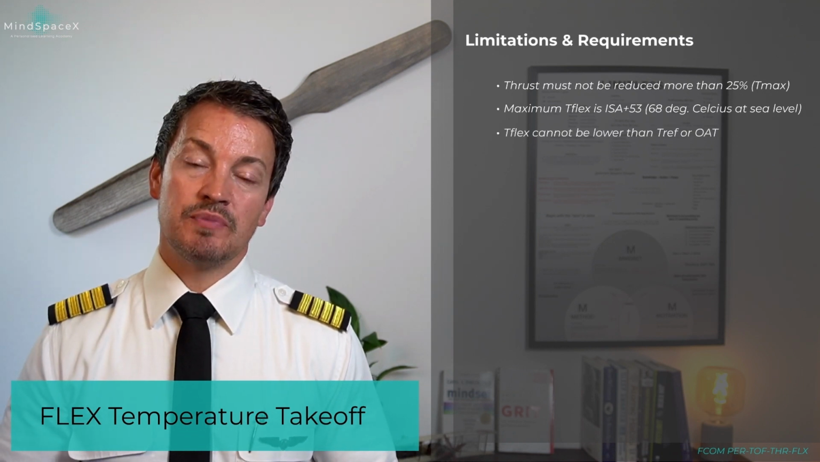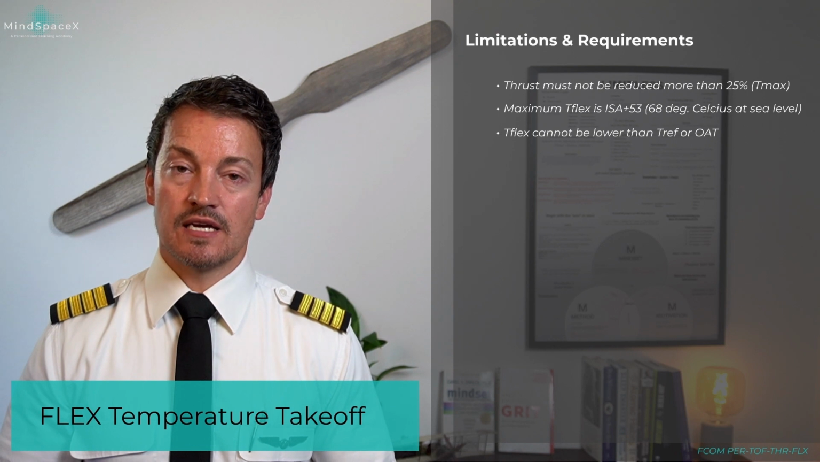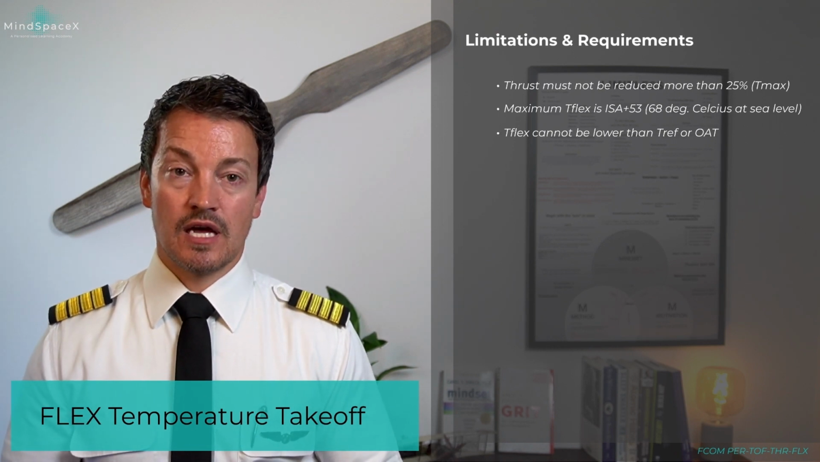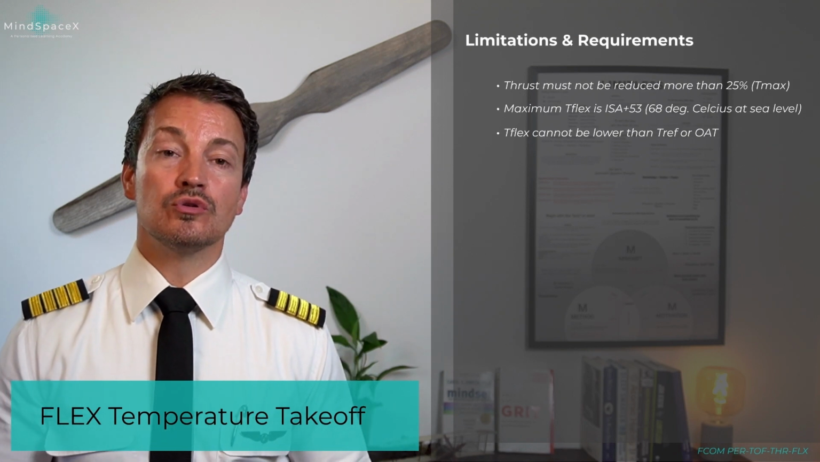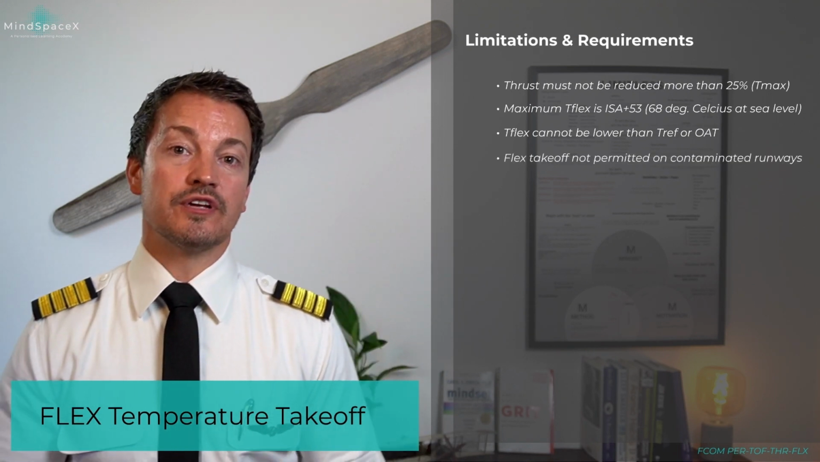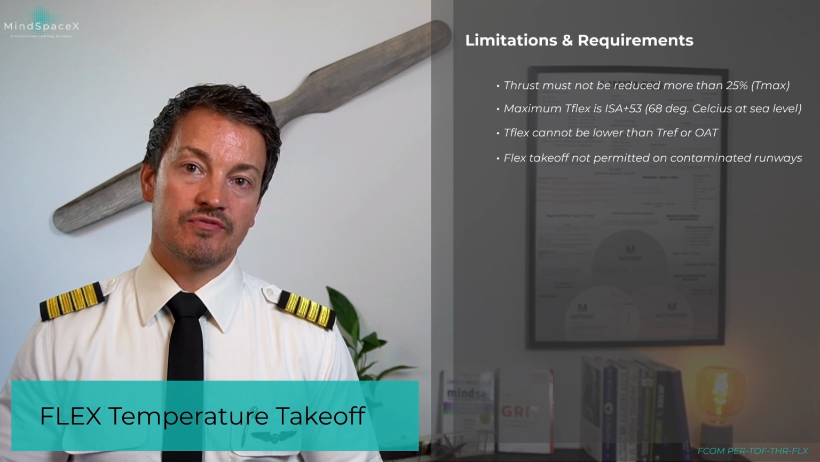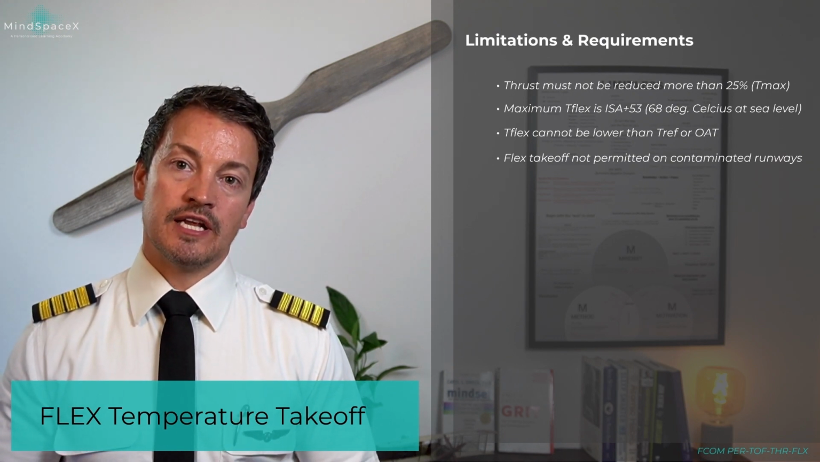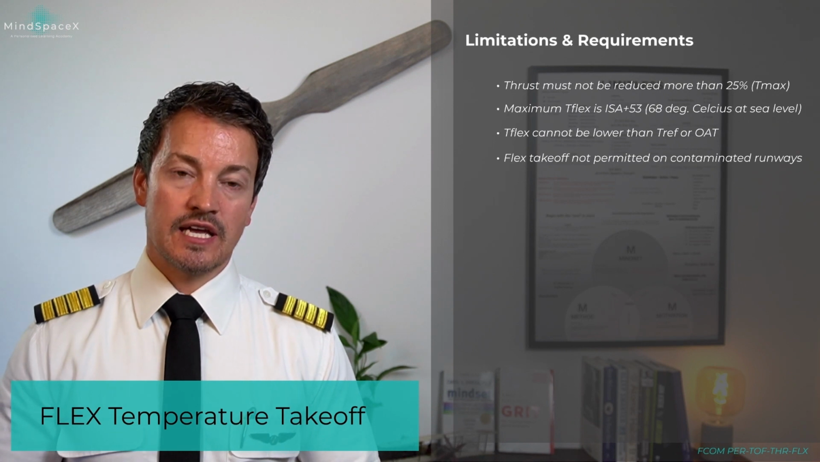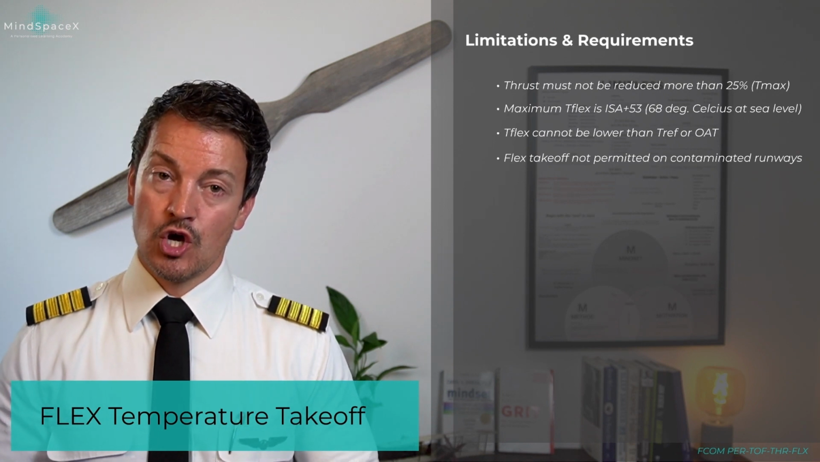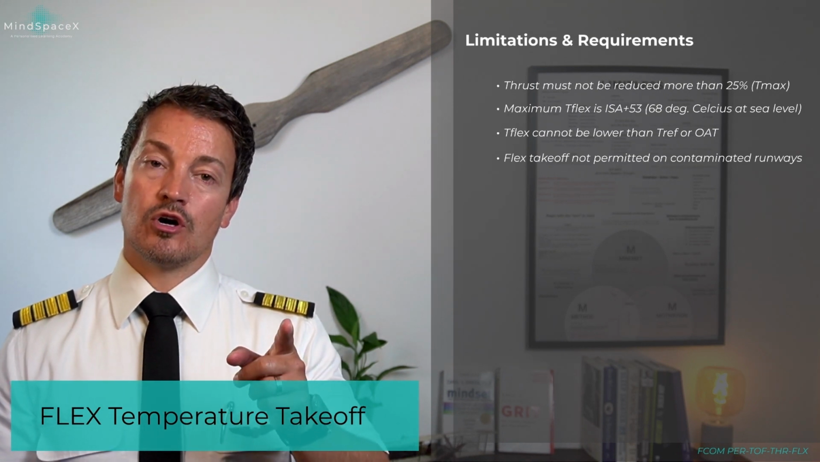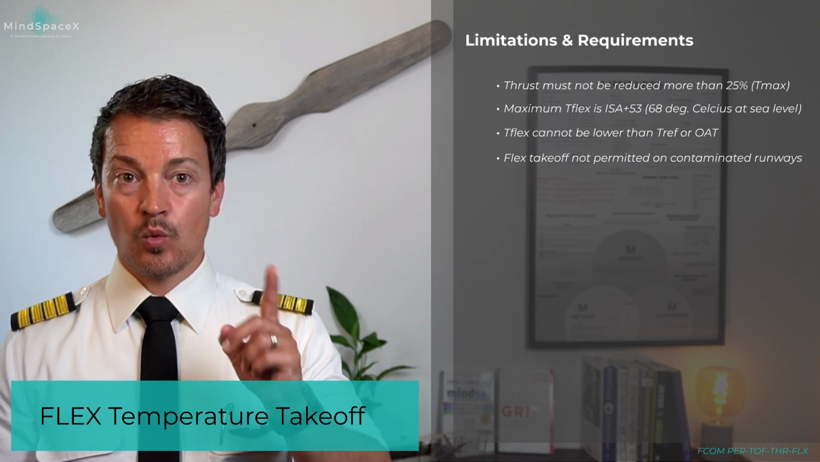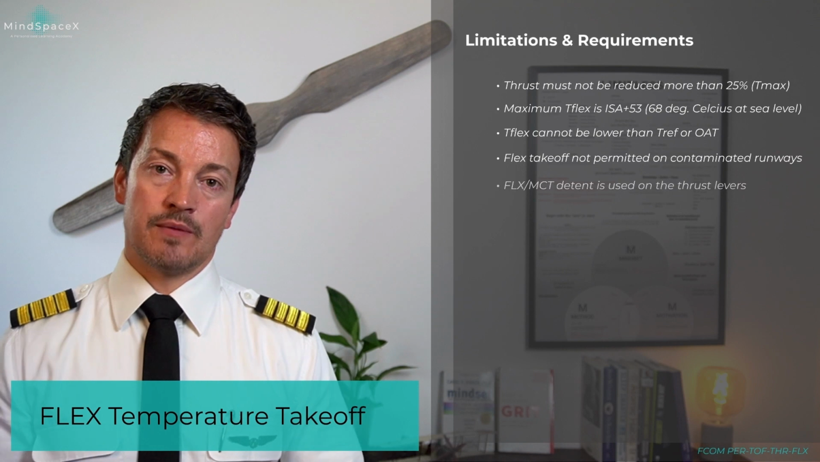Flex cannot be lower than Tref, or the outside air temperature that we just established, because that would be a flat rating, and power will actually be equal to the outside air temperature, so you won't benefit. Flexible temperature takeoff is not permitted on contaminated runways. Derated takeoffs are, but flexible temperature is not. Only TOGA power or derated takeoffs on contaminated runways. On dry and wet runways, we can use flexible temperature.